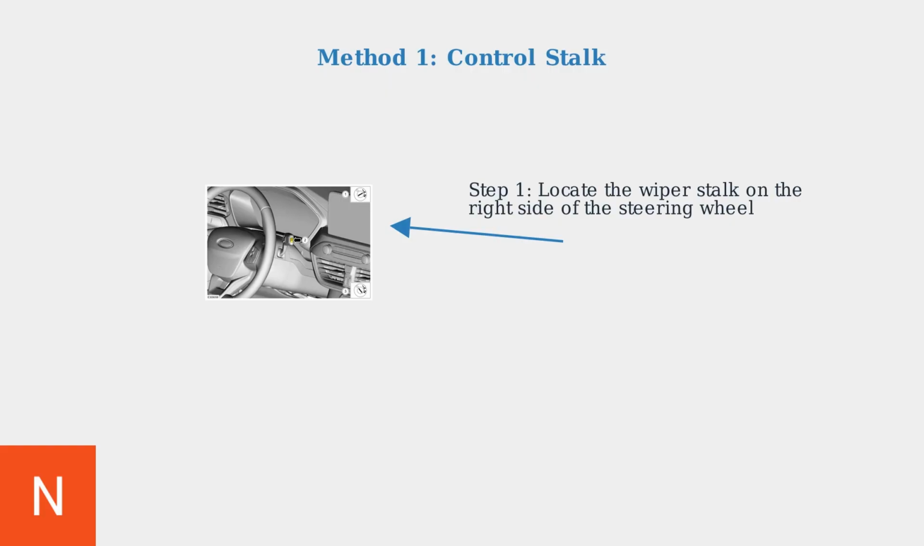The most common way to turn off your Ford Escape's rear wiper is using the control stalk. This method works on all Ford Escape models. First, locate the windshield wiper control stalk on the right side of your steering wheel. Look for the rotating collar or twist mechanism at the end of the stalk. Next, find the rear wiper control, which is typically a rotating collar at the end of the stalk. Rotate this control to the off position to deactivate the rear wiper.